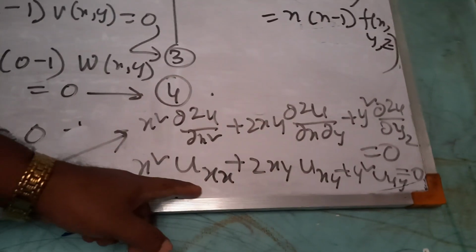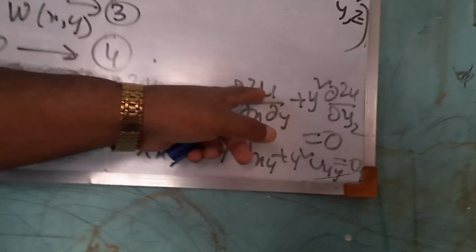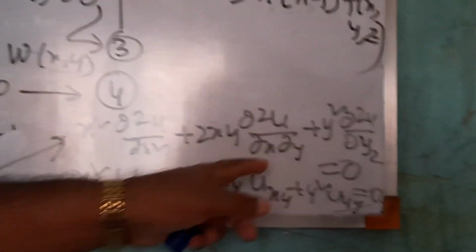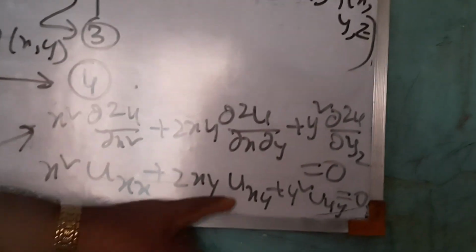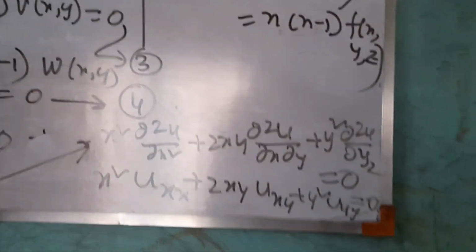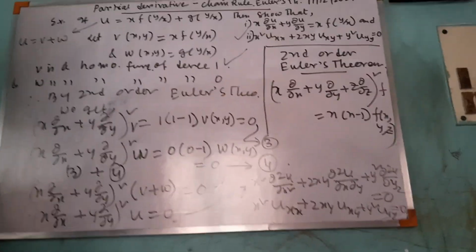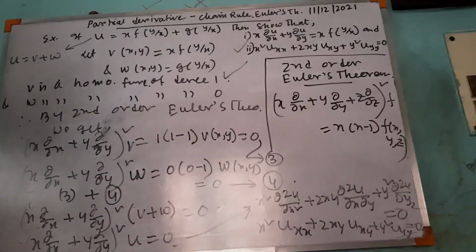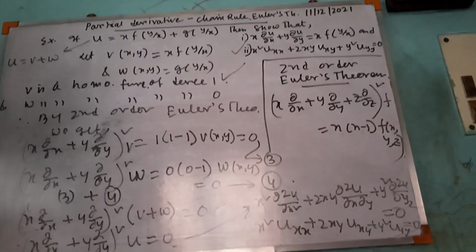Try to understand this part. x² uxx, and this can be written as uxy, because as you know ∂²u/∂x∂y equals ∂²u/∂y∂x, the same thing. So x² uxx + 2xy uxy + y² uyy equals 0. So this proves the second term. I think everybody understood very nicely. This sum is very important for the exam. It came many times in the exam.